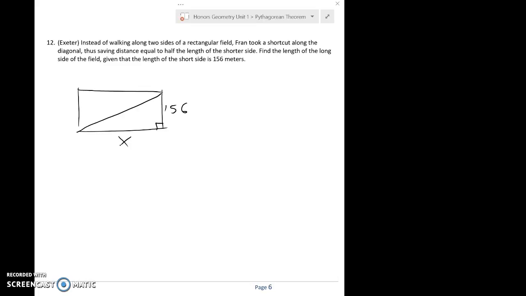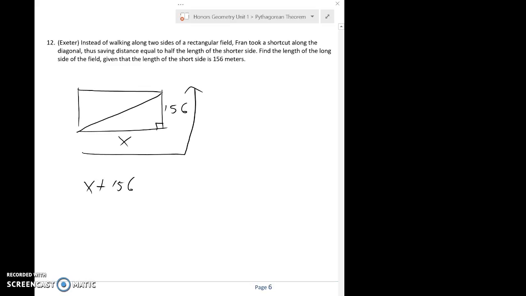What does it actually mean when she's going across the diagonal? So it says that she's taking the shortcut along the diagonal, thus saving a distance equal to half the length of the shorter side. So really you've got to think about, if she's saving distance, what is she saving from? And that's a good question. So she's really saving the distance of walking along the outside of the rectangular perimeter there. If she were to do that, her distance would actually be x plus 156. That's how far she would travel if she went across the outside.